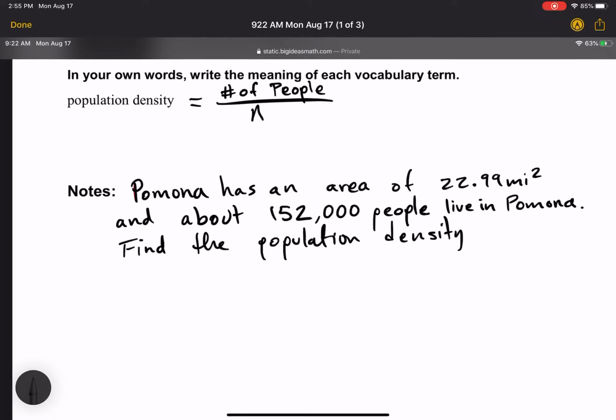For example, for the city of Pomona, that has an area of about 22.99 square miles and about 152,000 people live in Pomona. You can find the population density by using that formula. Population density, I'll just use PD, is equal to the number of people divided by the area.